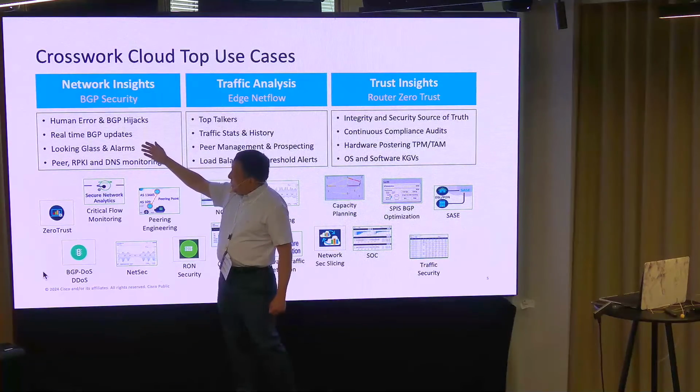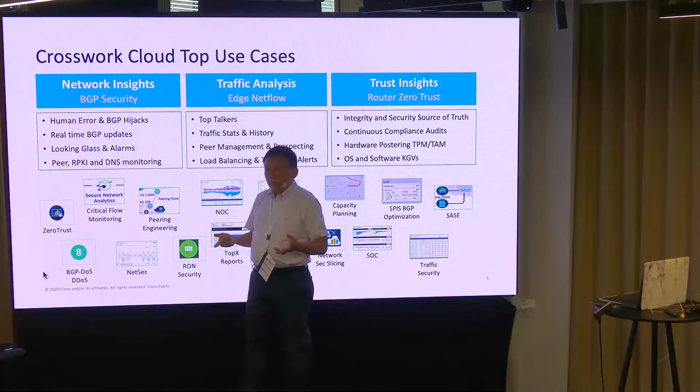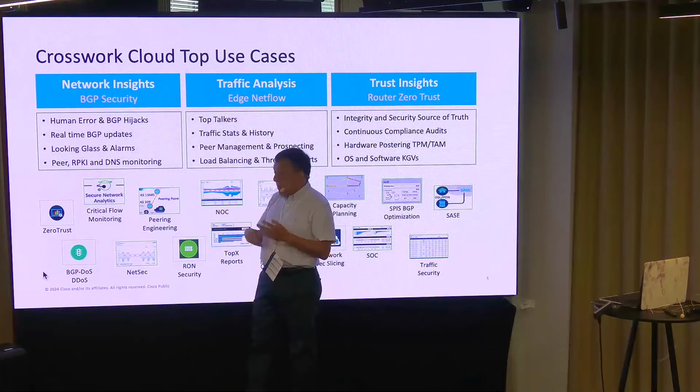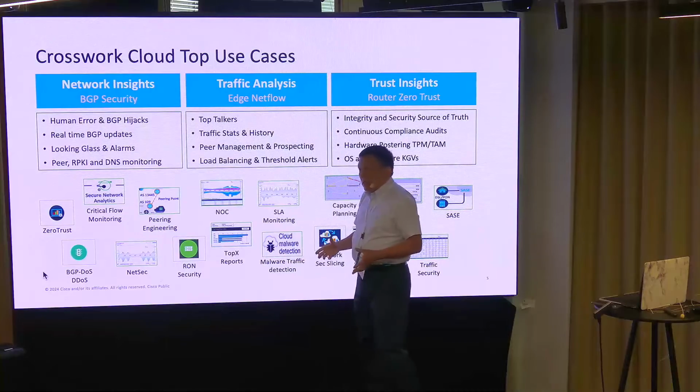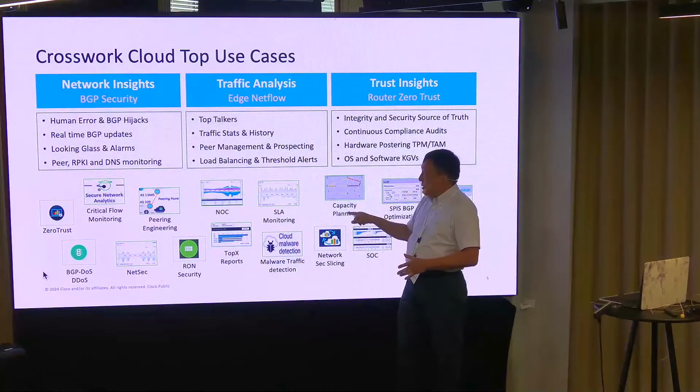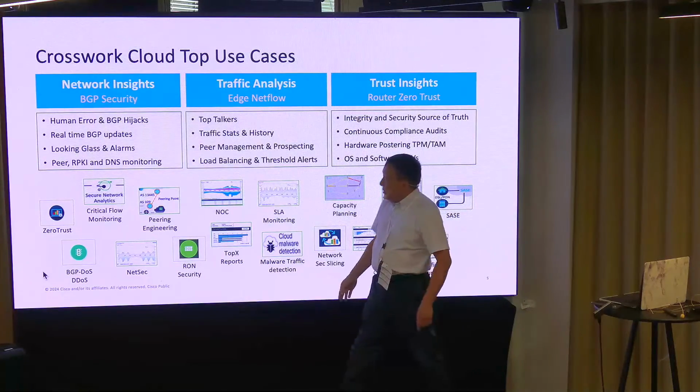Some of the differentiators: we do real-time BGP updates because these events only last about 7 minutes, and you want to get that process very quickly. Looking glass and alarms, these are the ways that you can look at what's happening right now and then also in the future. So you do a subscription to generate these events and alerts.